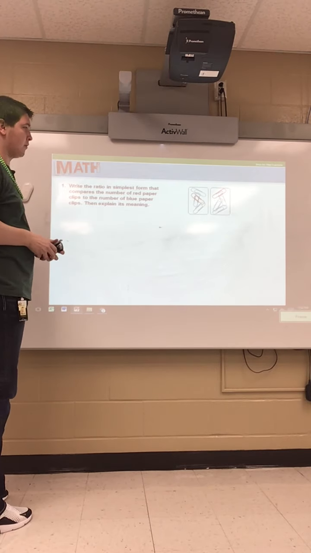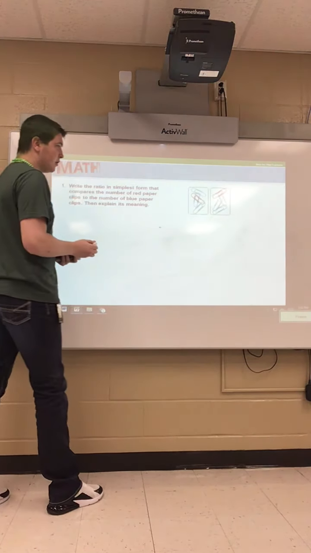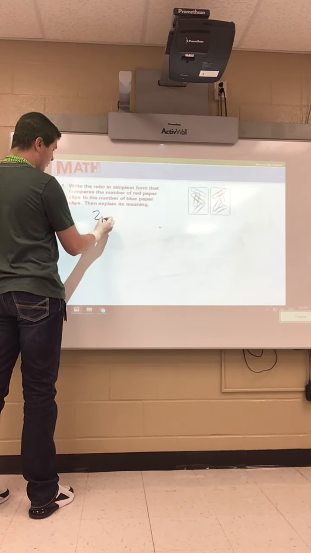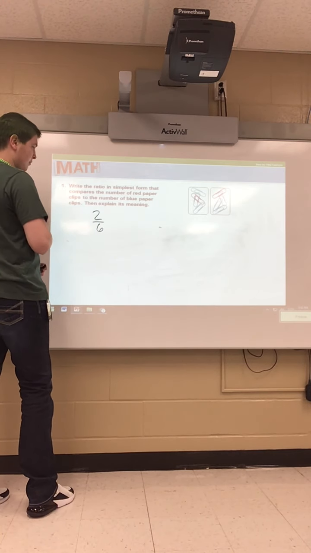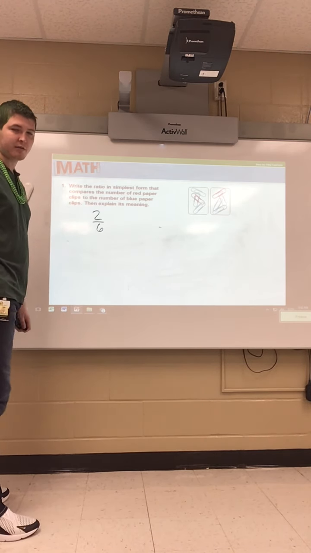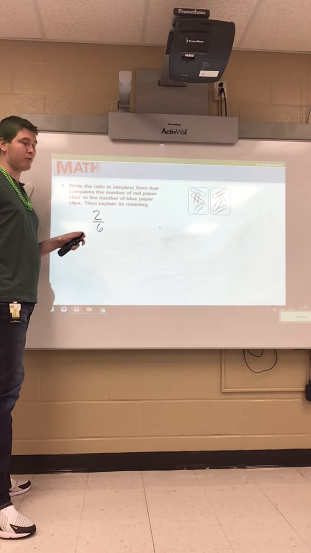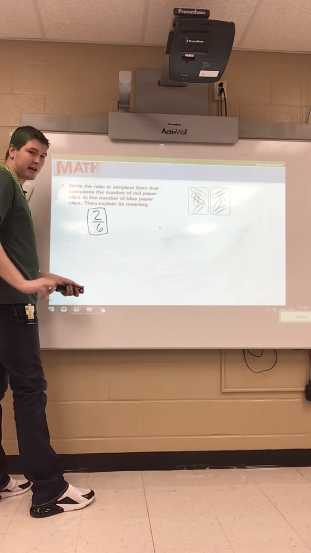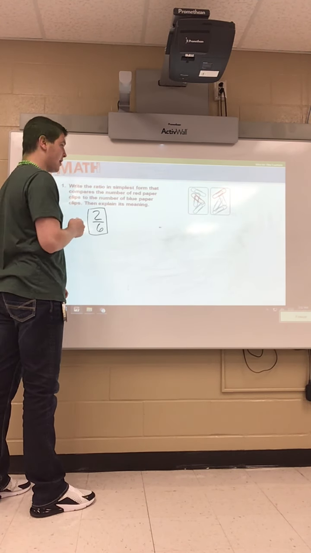If you look over here, there are 2 red paper clips and 6 blue paper clips. So we can write it as the fraction 2 over 6, and that's a ratio. So that's one way we can write it. But is that the simplest form? No, because we can make it even smaller.